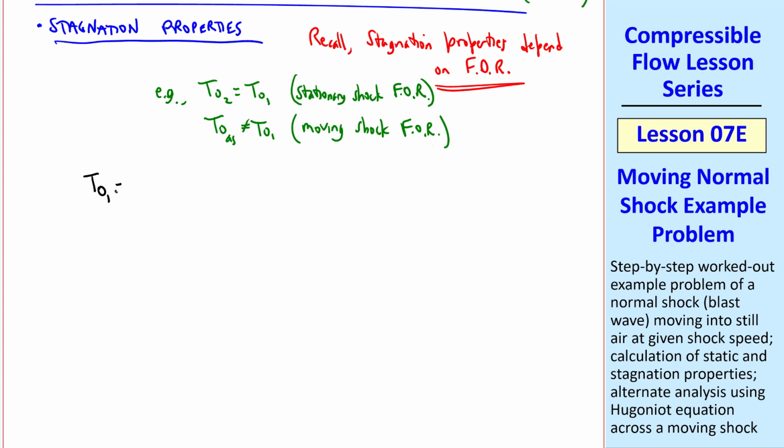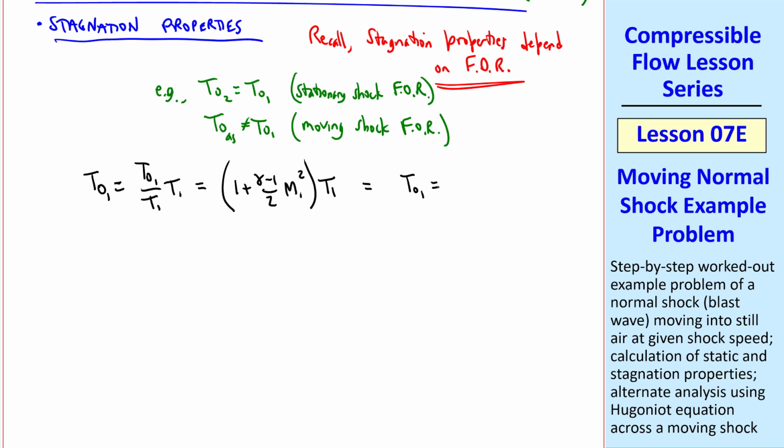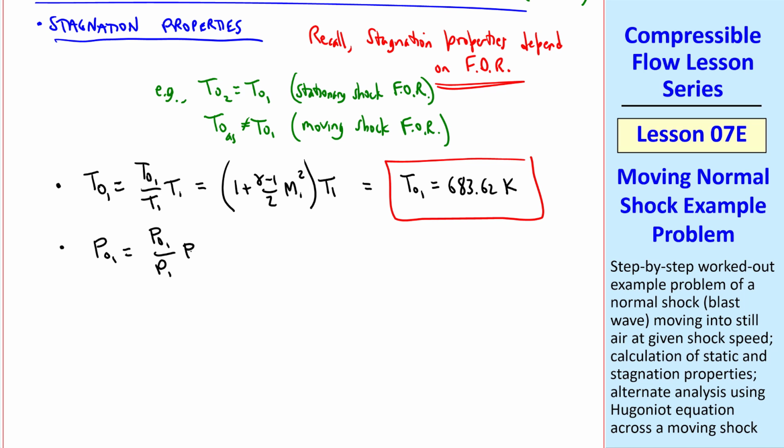First, let's calculate T01 in the usual manner. T01 is T01 over T1 times T1, and T01 over T1 is 1 plus gamma minus 1 over 2 M1 squared. And plugging in the numbers, we get T01 is 683.62 K. Similarly, P01 is P01 over P1 times P1, and we plug in the equation for P01 over P1, and we get P01 is 1849.4 kPa.